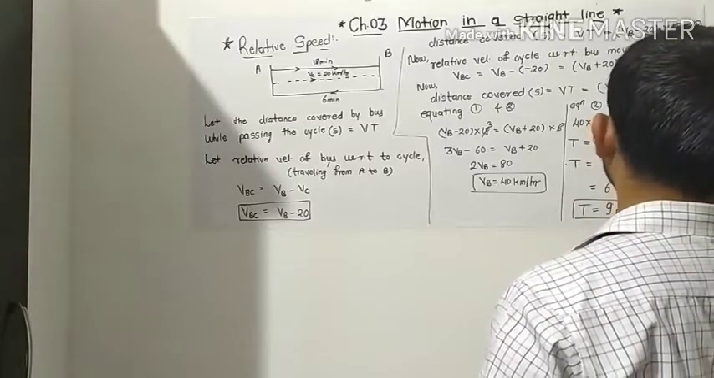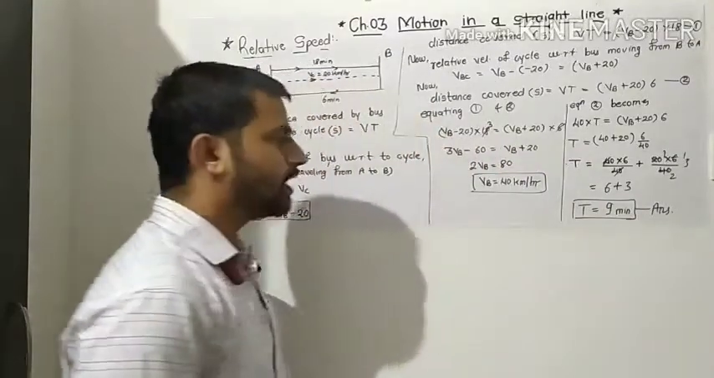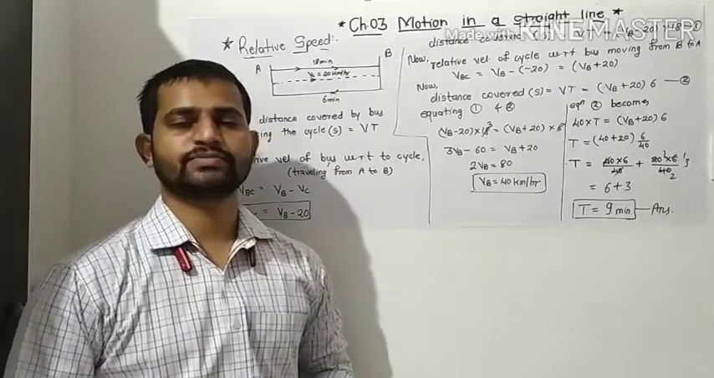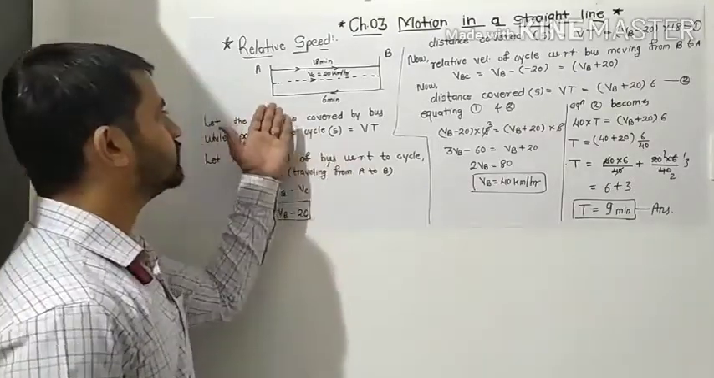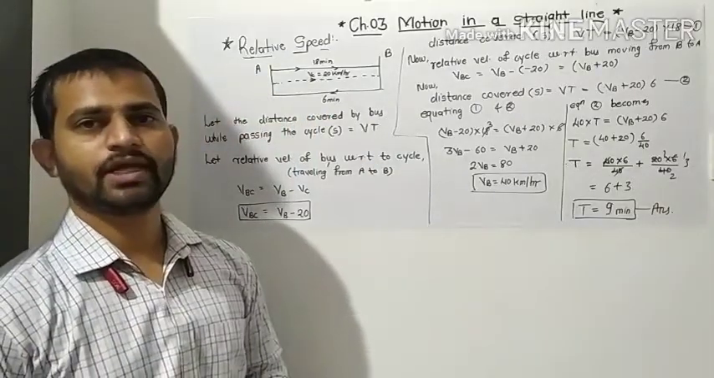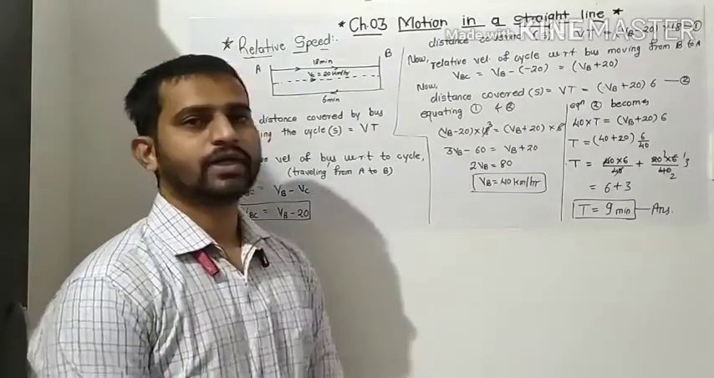That is our answer. Okay, so after every 9 minutes the buses are dispatching from that particular platform. Every 9 minutes a bus is dispatching from A, and a bus is dispatching from B after every 9 minutes. Okay, so that's how we can calculate that time period.